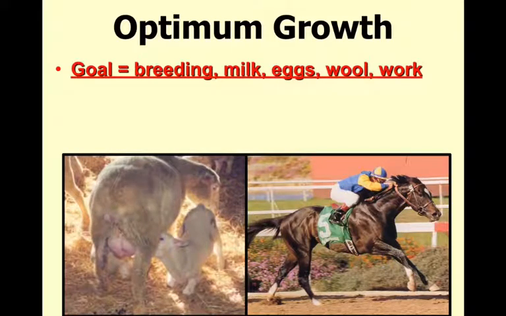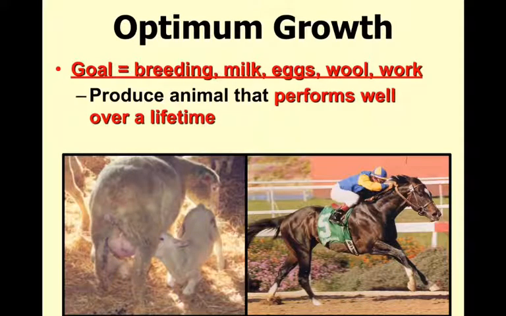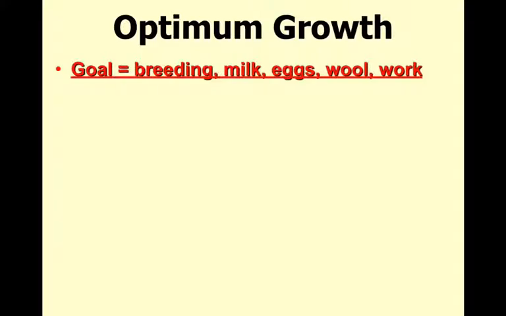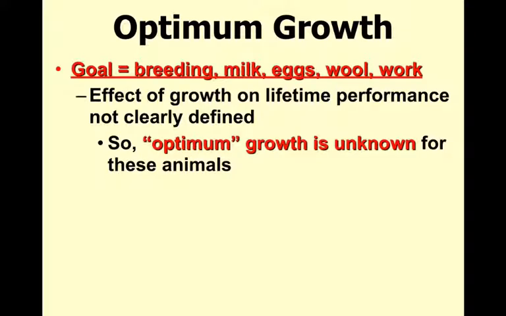If we talk about breeding animals, and we'll take a look at milk, eggs, wool, work, whatever we're asking them to do, then we're wanting to make sure that we have an animal that's going to perform well over a lifetime, longevity. And so we want to manage them from a life cycle standpoint. So it's not as clearly defined, that effect of early growth on total lifetime performance. So optimum growth is not as clear for these animals.